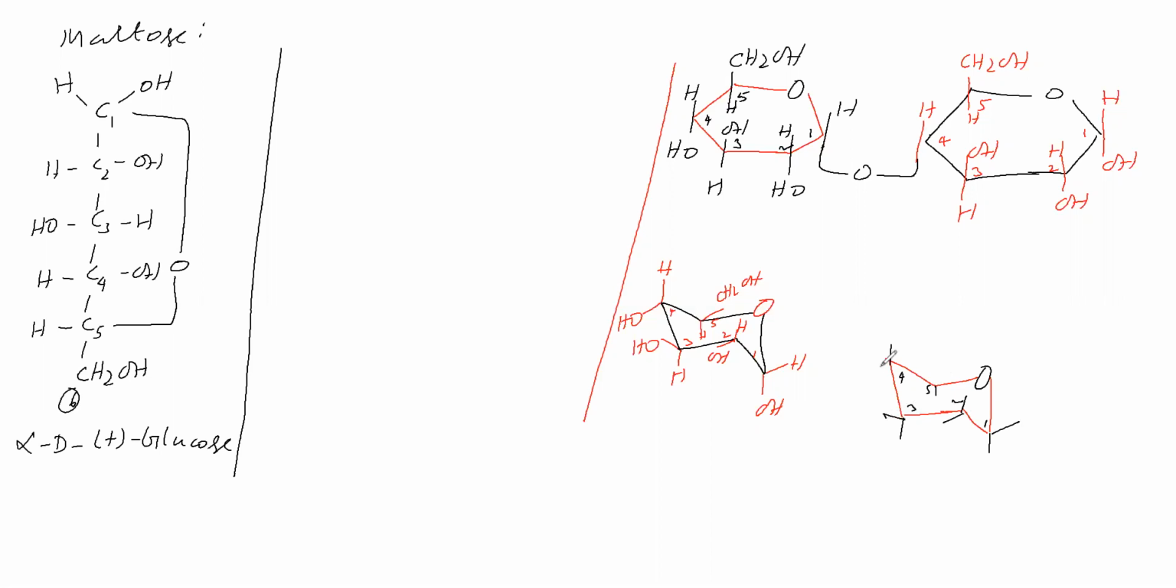Now we will write the equatorial bonds. Then C1 carbon OH is on the right side, so that is down. C2 carbon OH is on the right side, that is down. C3 carbon H on the right side, that is down. C4 carbon OH on the right side, that is down. C5 carbon CH2OH up. So we have taken alpha D plus glucose two times.